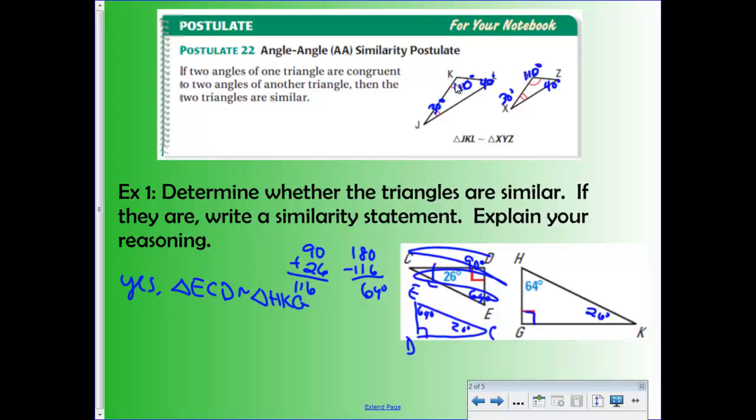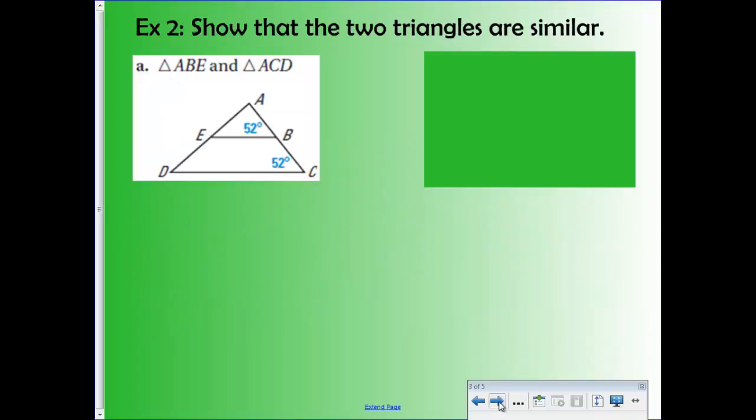Ready for this? To explain it, what did we just do? What postulate did we use? We used the angle-angle postulate. We knew all the angles, so we could figure out all the angles, so how is that true? By the angle-angle postulate. Look at this one. We have triangle ABE and triangle ACD. Do you see there's two triangles in that picture? Here's this triangle. And then I have this one as well.